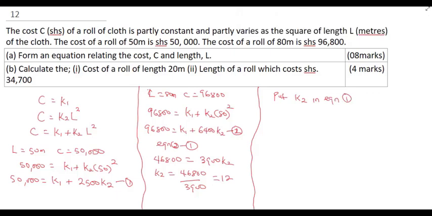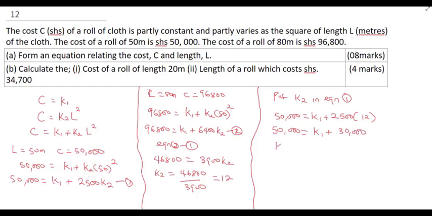Now, for us to put K2 in equation 1, that means our equation 1 says 50,000 is equal to K1 plus 25. Now, instead of having K2, we're going to write 12. So this is going to be 50,000 is equal to K1 plus. Now, when you multiply 2,500 by 12, you're going to get 30,000.